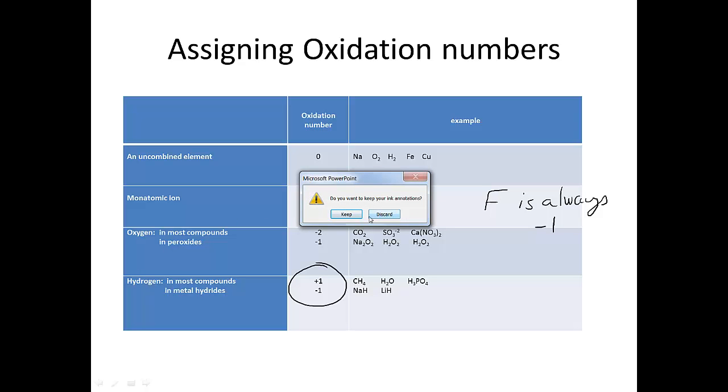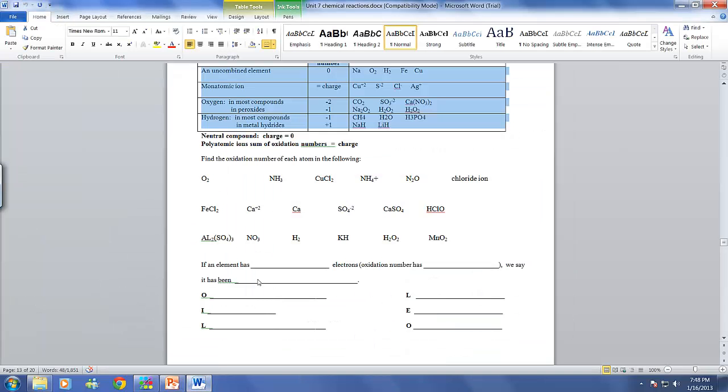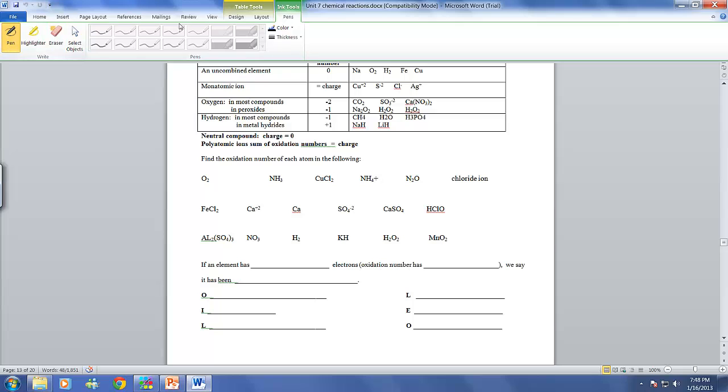So let's look at some practice assigning these numbers. This is your work right here, so let's assign some of these numbers. Look at oxygen right here. It's a neutral element, and when I assign oxidation numbers, I just write them right above. So it's a neutral element. That means this would have an oxidation number of 0. It doesn't have to worry about who's taking more than its share. Everything is being shared evenly.